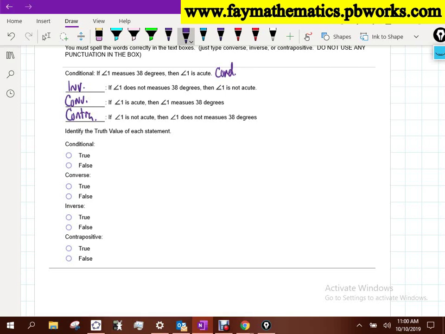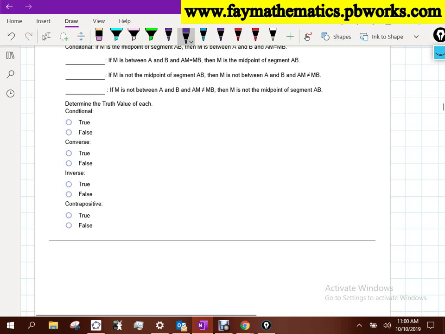So conditional is true. If A measures 38 degrees, it's acute. So the conditional is true, so automatically the contrapositive is true. The converse, if A is acute, then measure of angle 1 has to be 38 degrees. Well, that's false. We could have other angles that fall in that acute definition, so that would be false. So then the inverse is also false.